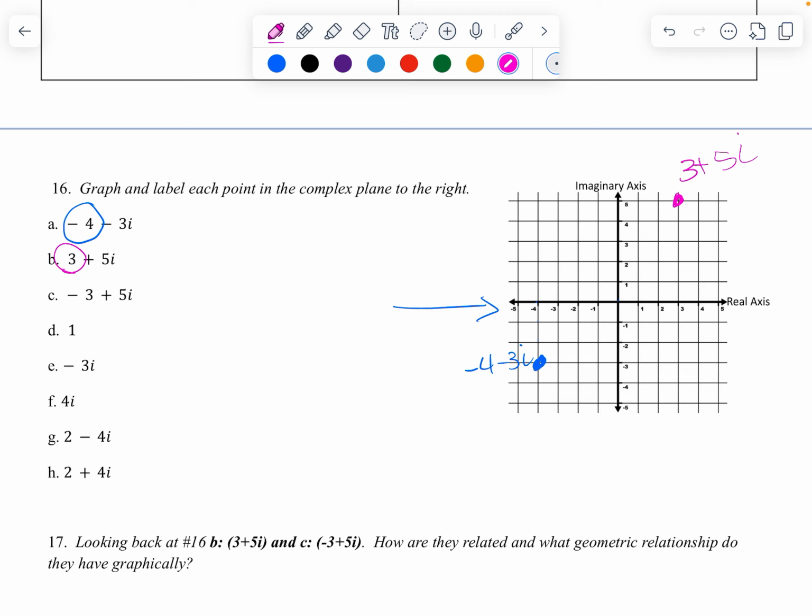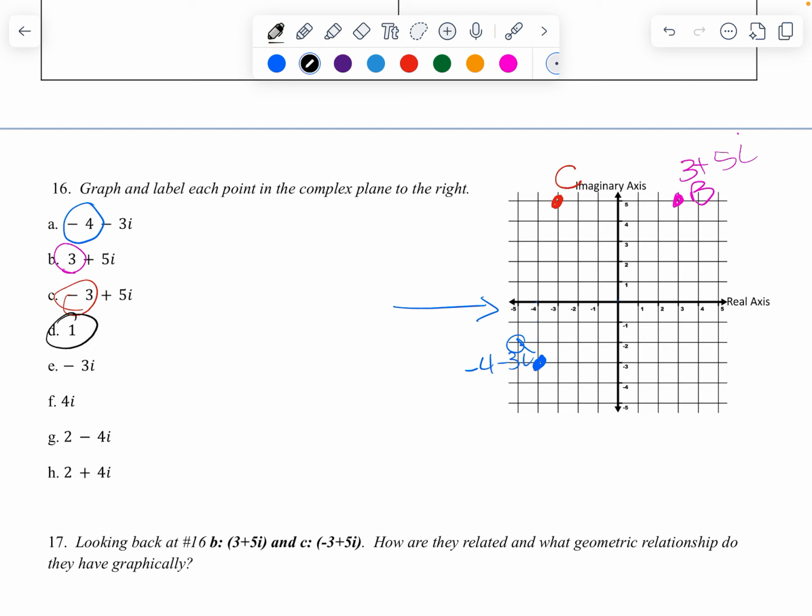Oh, I think I'm supposed to be doing A, B, C. So this is B. This was A. C: I do negative 3, so I go to the left 3, and I go up 5. So this would be C.